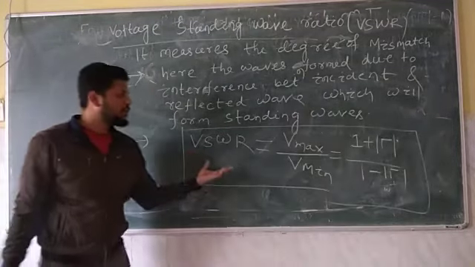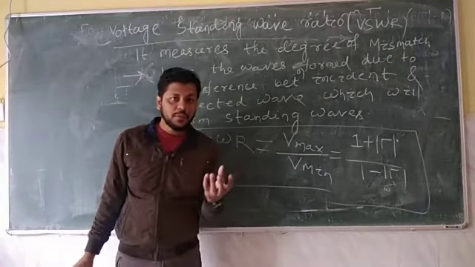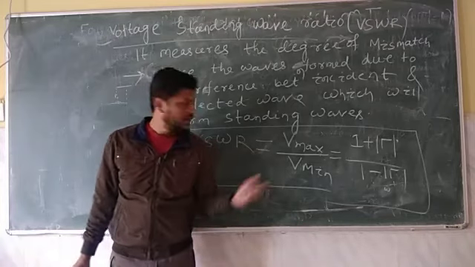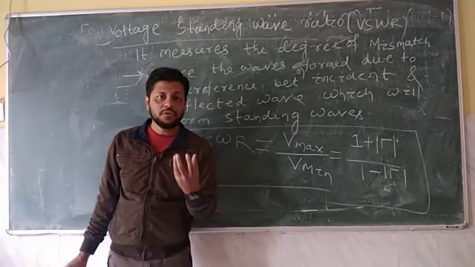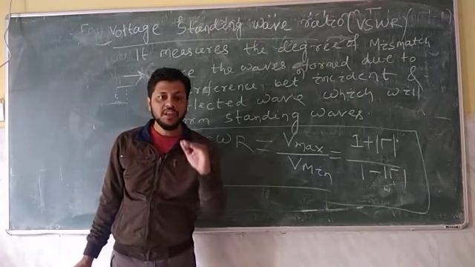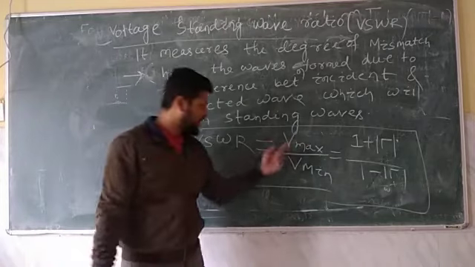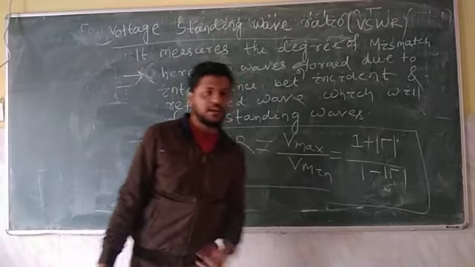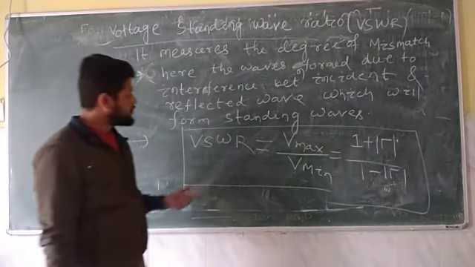So VSWR is nothing but the ratio of amplitude of V max to V minimum. The reflection coefficient is the amplitude of reflected by incident. Maximum voltage will form only when constructive interference takes place. I have already explained that. Minimum voltage forms only when destructive interference takes place. So V max by V minimum is nothing but 1 plus magnitude of gamma by 1 minus magnitude of gamma. So this is your voltage standing wave ratio.